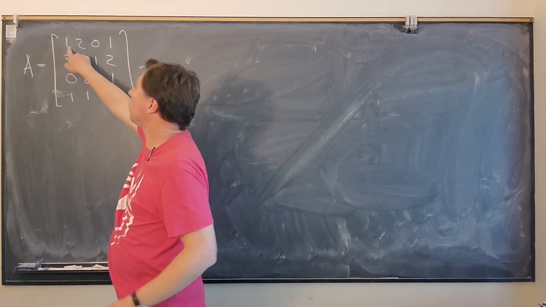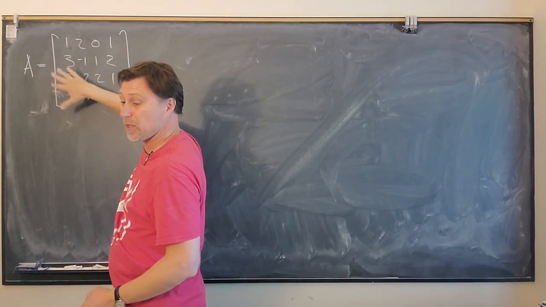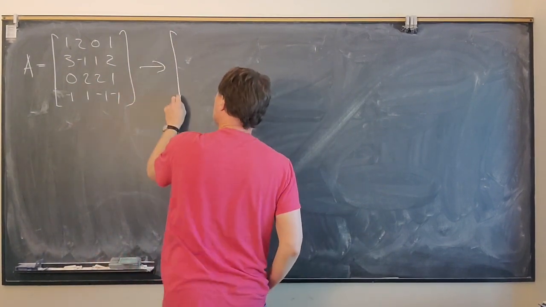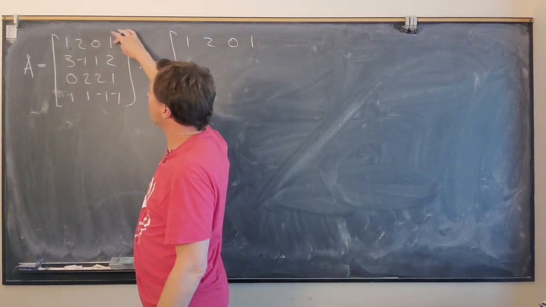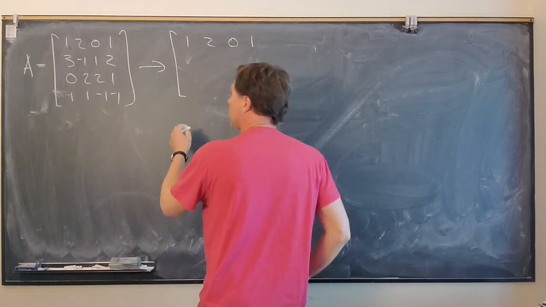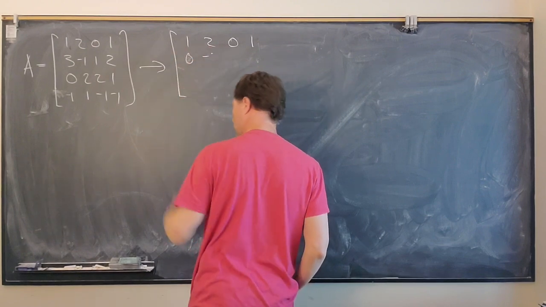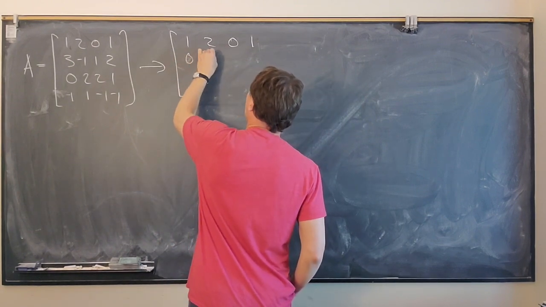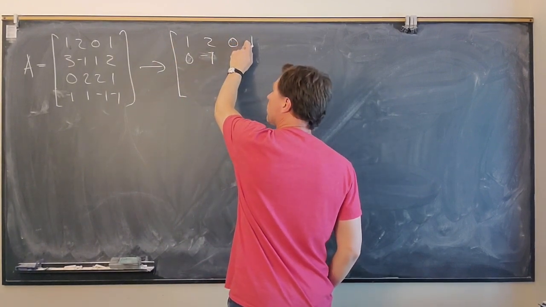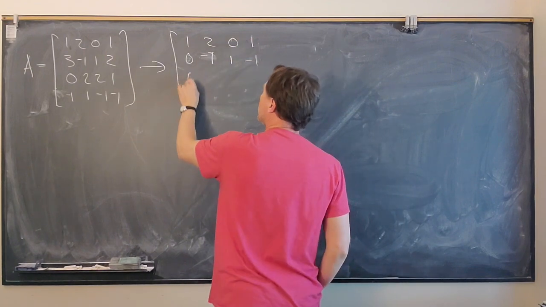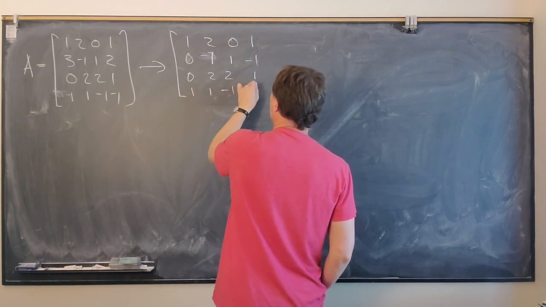All right, so I already have a leading 1 right here. I'm going to use that leading 1 to turn each of the entries below it into zeros. So the first step, I'm going to add negative 3 times the first row to the second row. So this will give me a 0, negative 3, negative 6, negative 7, and then 1 here, and this will be negative 3 plus 2 gives me a negative 1. Then 0, 2, 2, 1, and 1, 1, minus 1, minus 1.